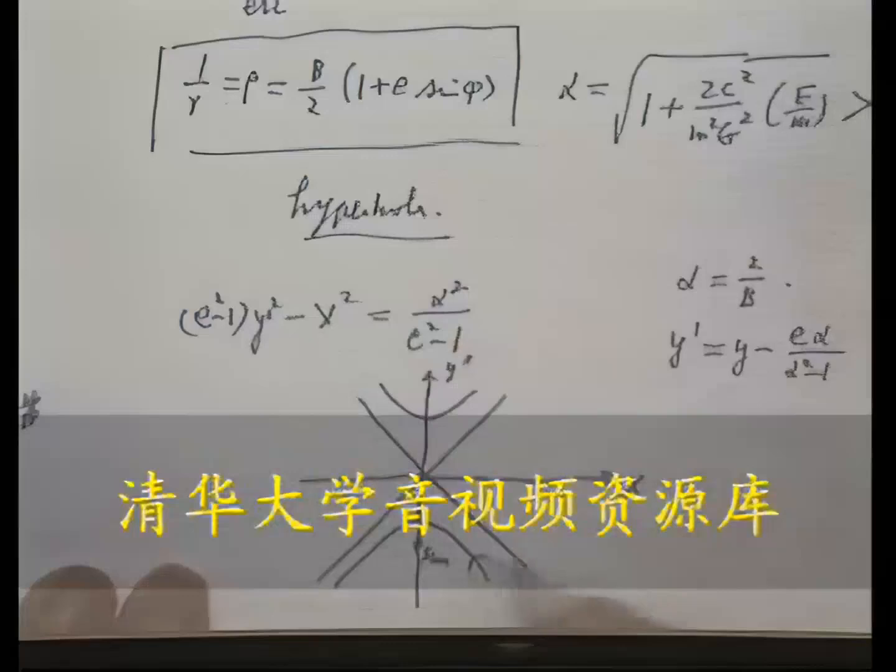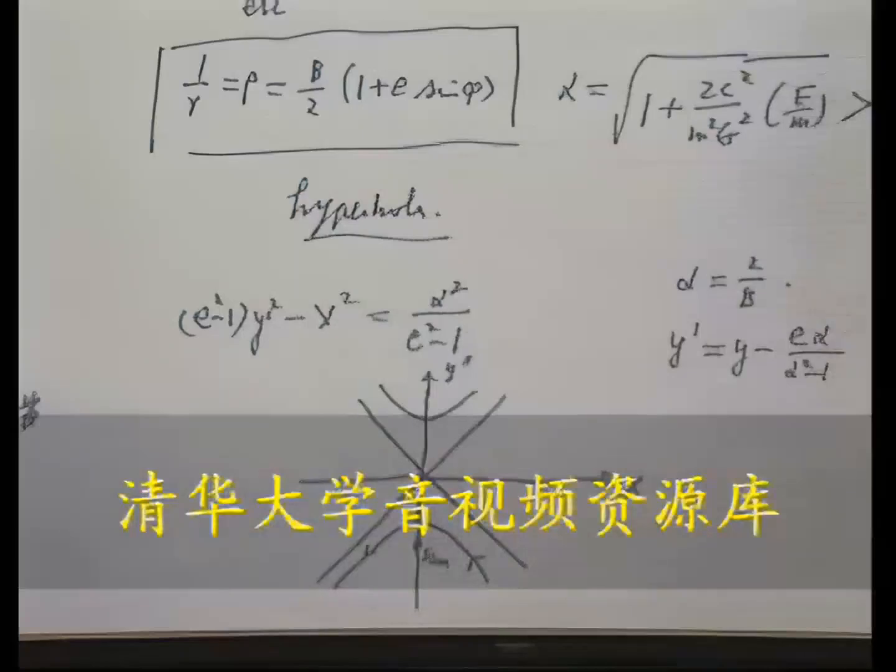The particle comes here. This branch is not touched by the planet. The planet comes here and goes out here. It's very much like the parabola, only it is a hyperbola. A hyperbola is more straight than a parabola would be like this. A parabola is bent a little bit more. This is a hyperbola.